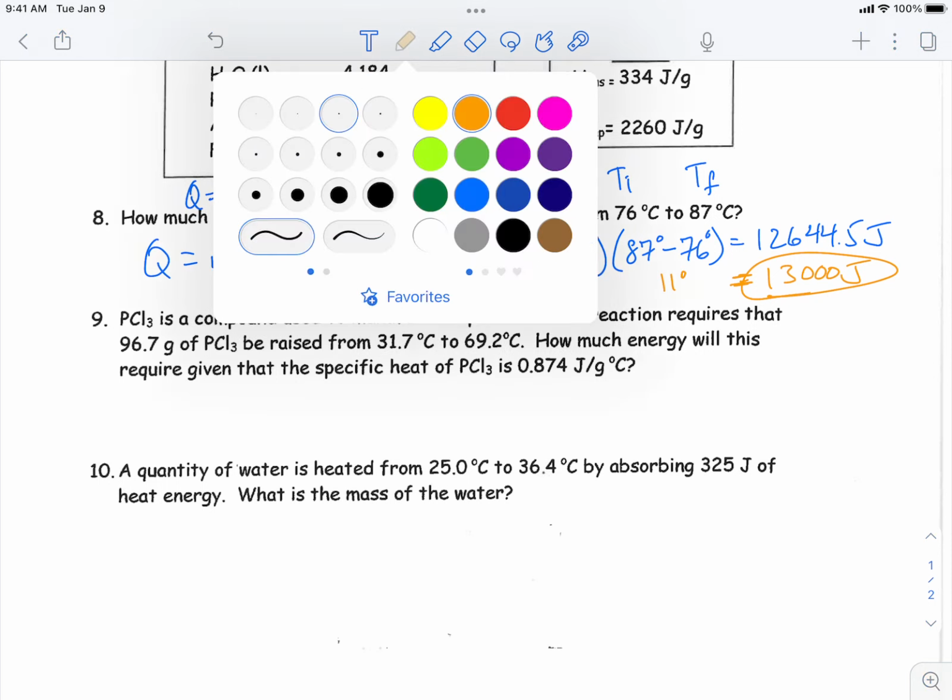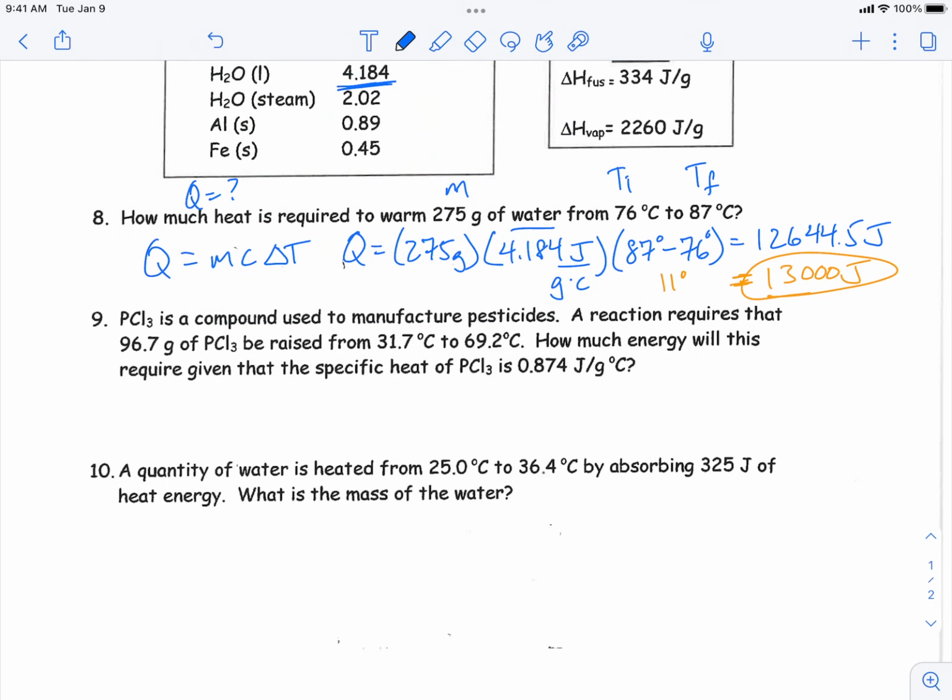Number 9 here, asking a similar problem. It gives us some background information on PCl3. It gives us our mass because we have the grams here. And we have the initial temperature. And we have our final temperature as well, TF. And wants to know how much energy. And then it's given the specific heat value here. So this is our C value.